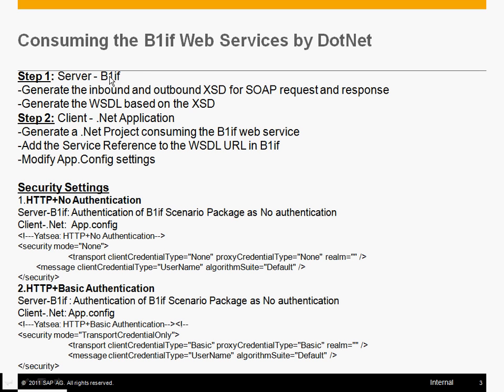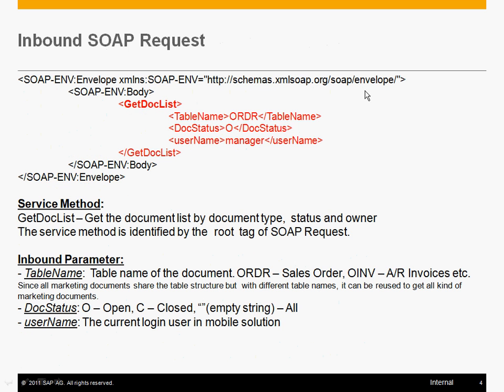On the server side, first of all, we need to generate the inbound and outbound XML schema for the SOAP request and response. Hope you still remember, in the last exercise we created a get list web service with an inbound SOAP request format like this. The root tag is GetList, and then you have a sub element, table name. ORDR stands for the sales order. In the last exercise, the web service GetList returned all of the sales orders from Business One.